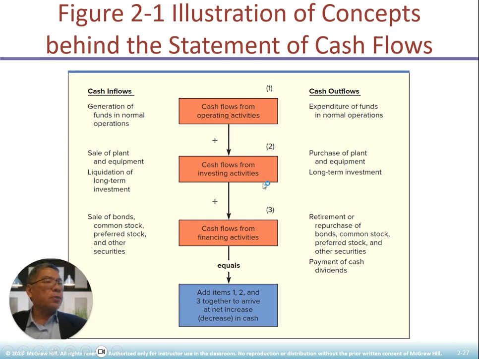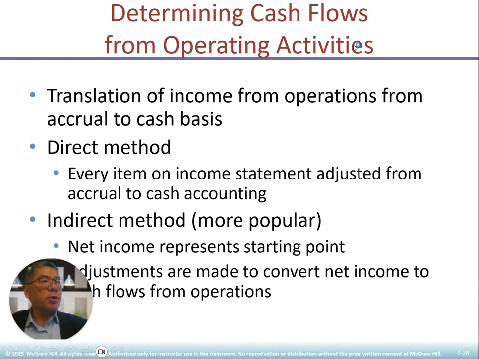And then cash flow from investing is from the sale of equipment or liquidation of long-term investment. What is the cash outflow? Like purchase of plant and equipment and long-term investment. Cash flow from financing, such as sale of bonds, common stock, preferred stock, and other securities. Meanwhile, the cash outflow will be retirement and repurchase of bonds, stock and other securities, as well as payment of dividends.